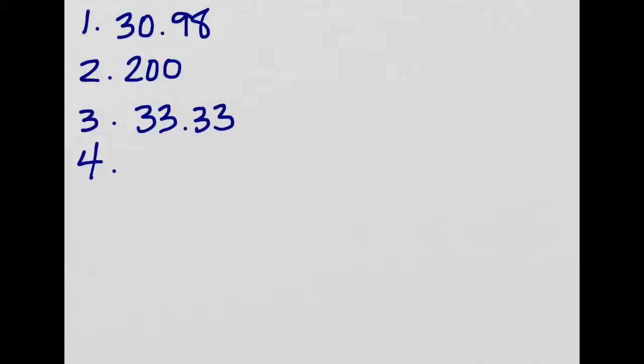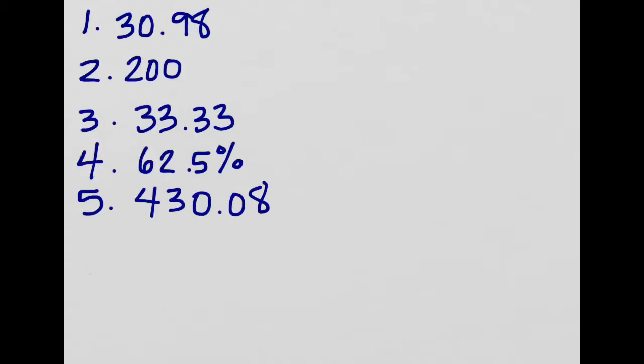Number 4, 25 is what percentage of 40? If it asks what percentage, then you'll need a percent sign. So don't leave it as a decimal. Multiply by 100 and add the percent sign. 62.5%. Number 5, you should have 512% of 84 is 430.08. Which makes sense. If it's 500% of something, it's going to be a lot larger, almost 5 times as big, a little bit more. And number 6, 70 is what percent of 280?